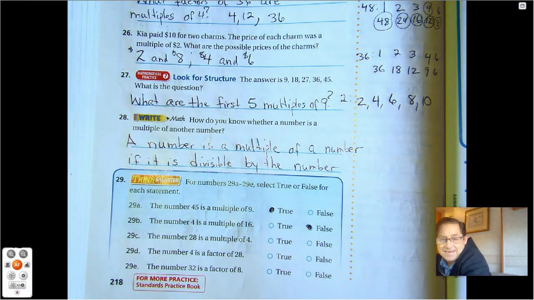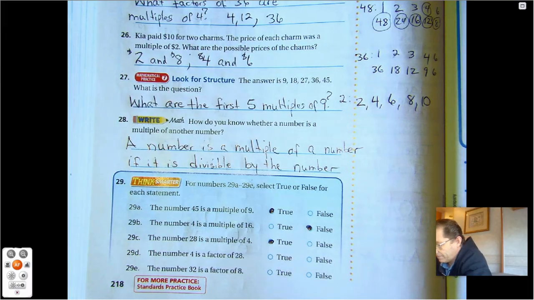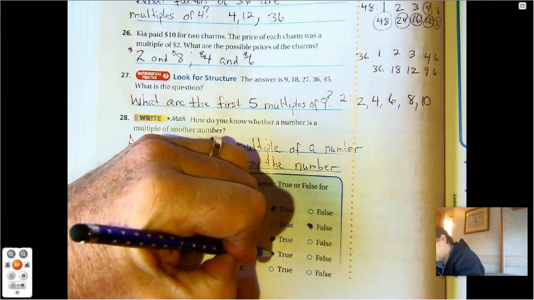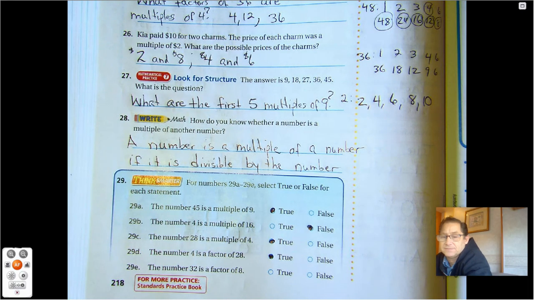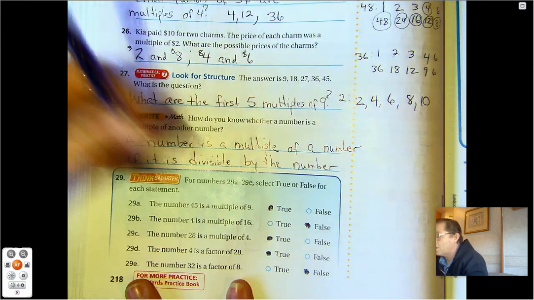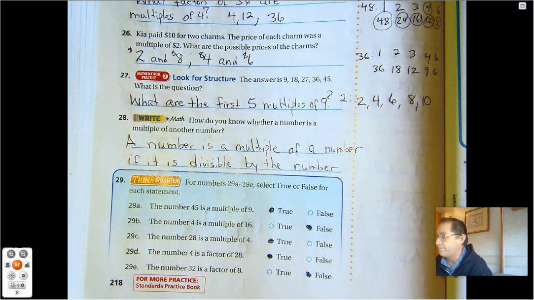The number 28 is a multiple of 4. Yeah, 4 times 7. The number 4 is a factor of 28. Yeah, 28 is divisible by 4. Yes. The number 32 is a factor of 8. No. 8 is not divisible by 32. So that's false. Okay, so that is all we have for lesson 5.4.